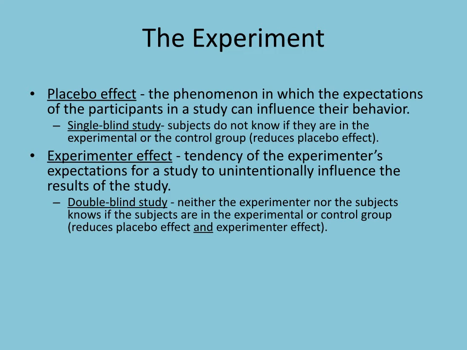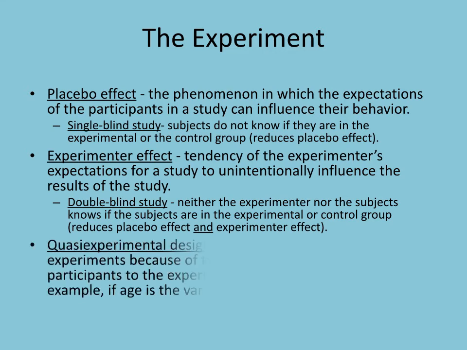Okay, so what we try to do, and the best way to eliminate bias, is to have a double-blind study. A single-blind study means the participants don't know. A double-blind study means neither the experimenter nor the subjects know who is in the experimental group and who is in the control group. That way there is no bias for anyone, and it reduces the placebo effect and the experimenter effect. So no one is overwhelmingly favored.